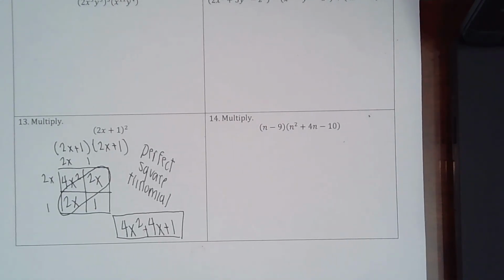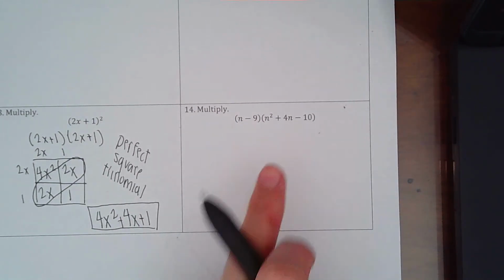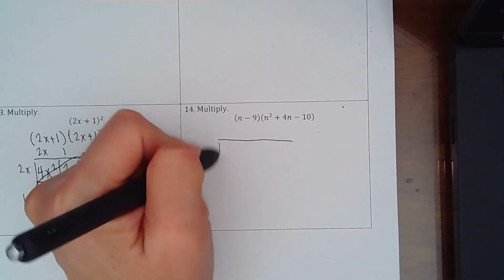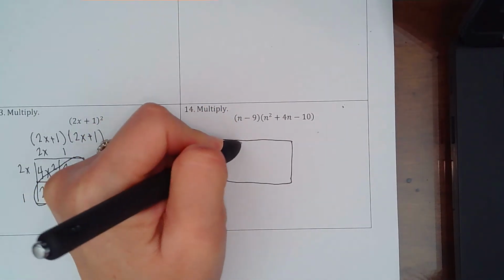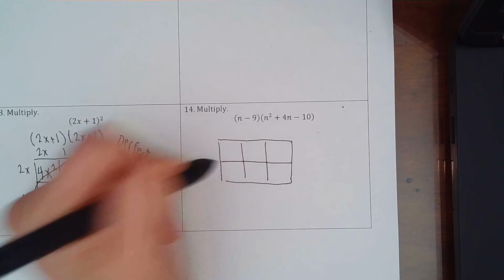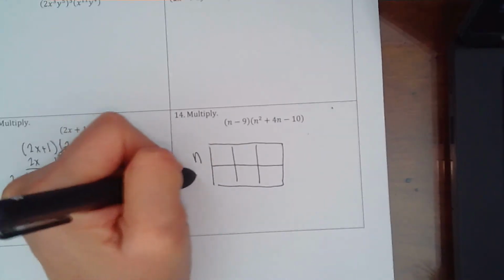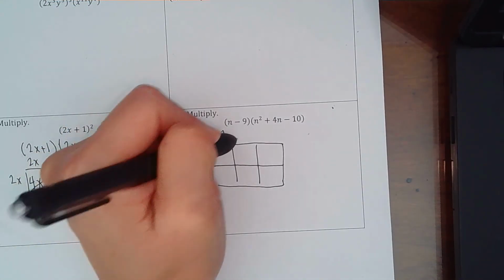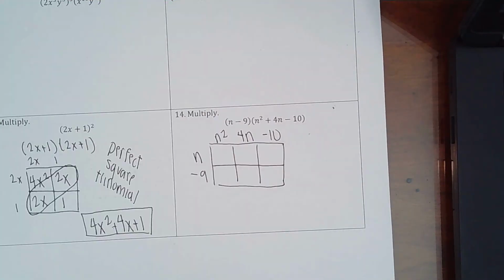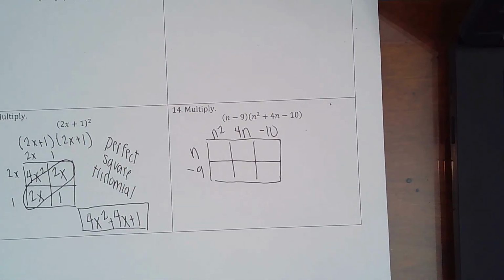And I feel like that's a good amount of problems. This one, you would just set up a bigger box. I'm not going to do it all for you, but I will show you how. So n and then negative 9, n squared, 4n, and negative 10. And then you would multiply.